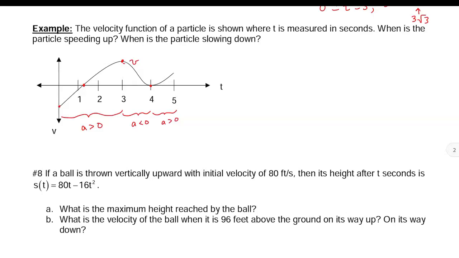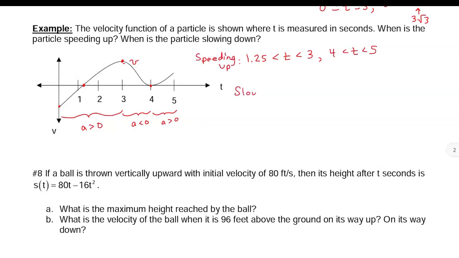The 1 1/4 to 3 is going to be where A and V, or acceleration and velocity, have the same sign. So velocity is positive from 1 1/4 to 3. And then again, they have the same sign where A is positive again between 4 and 5. So 4 and 5 are the other times when the particle is speeding up.